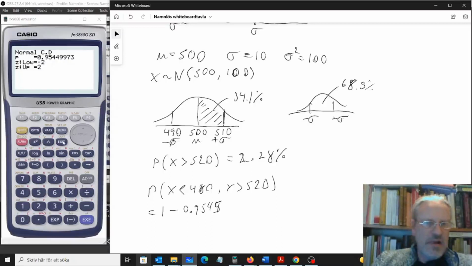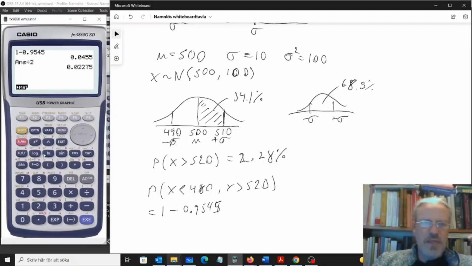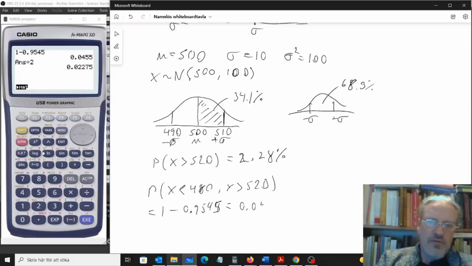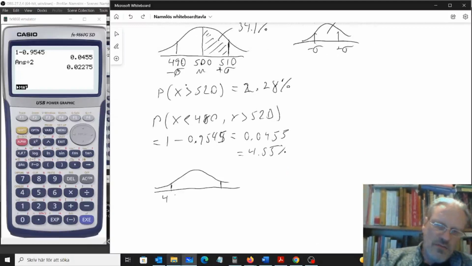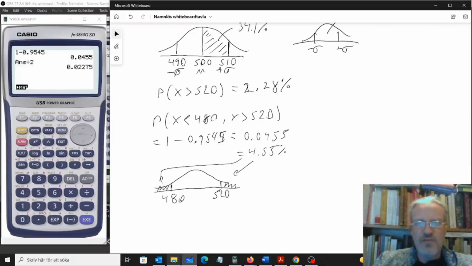Okay, so let's calculate that. 1 minus 0.9545. And that will be this. We can see we divide that by 2. We should get basically this one back, right? So we can see that this probability here is 0.0455. Or if we want to, we can write it as 4.55%. And that would, in other words, be, draw this curve here, 480 and 520, and the area outside here will correspond to these 4.55% or 0.0455.